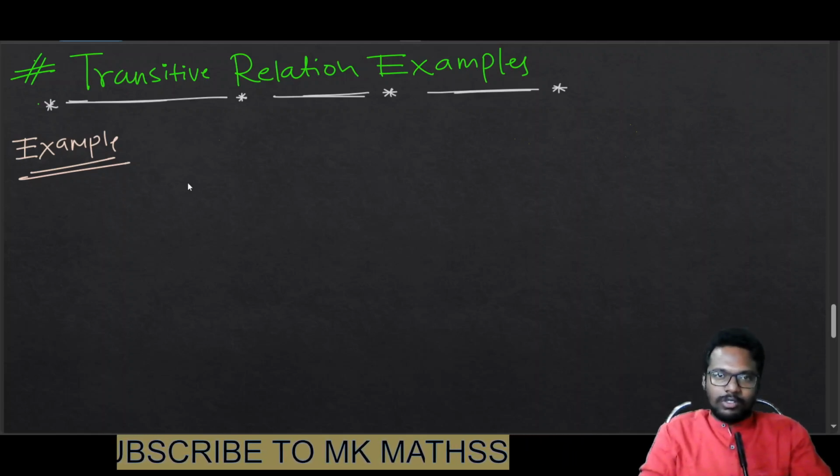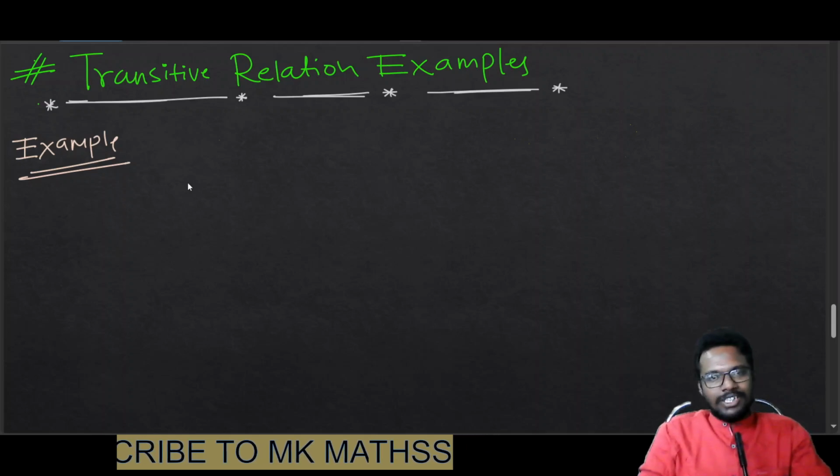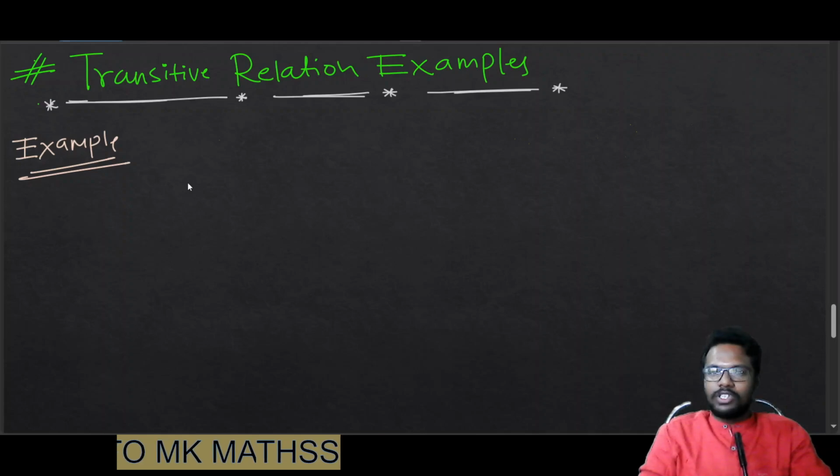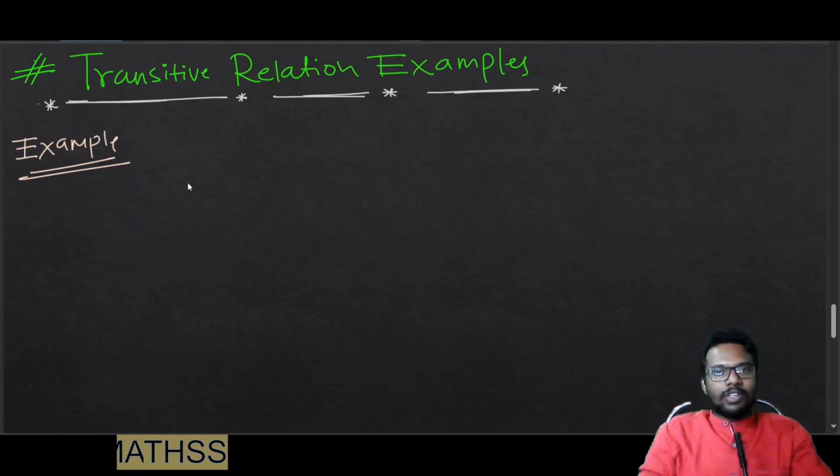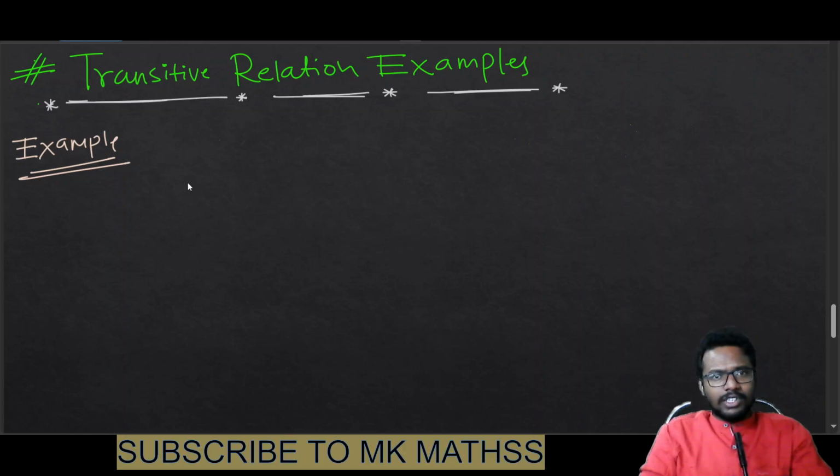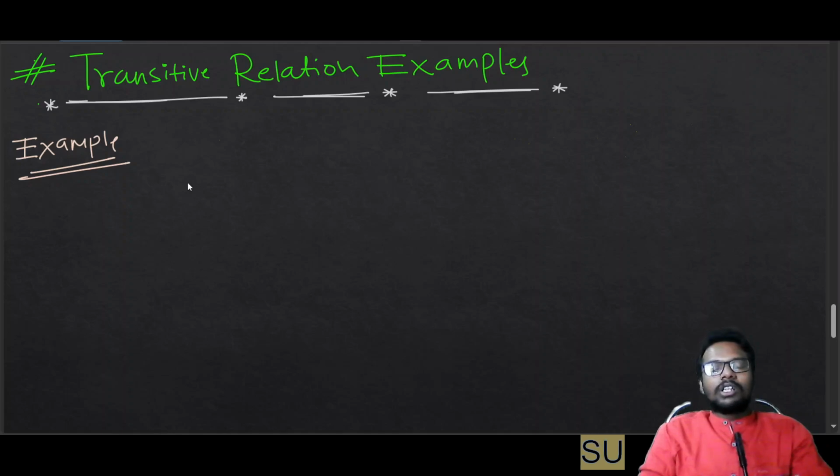If you have not watched that video, please check my description. I have mentioned the definition of a transitive relation there. I have explained it in a very detailed way. All types of definitions I have covered there. After watching that definition, now watch this example so that you will get clarity about a transitive relation.